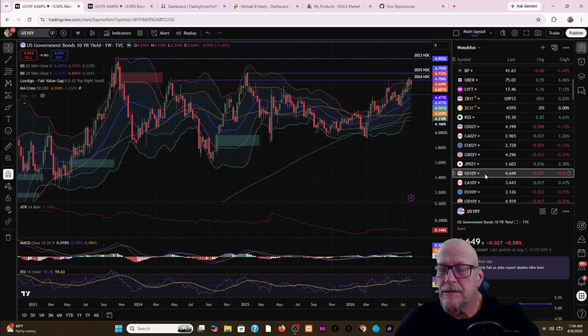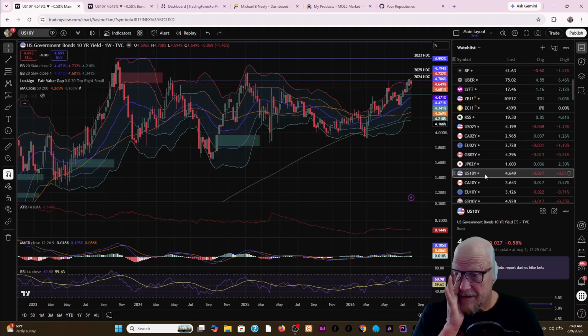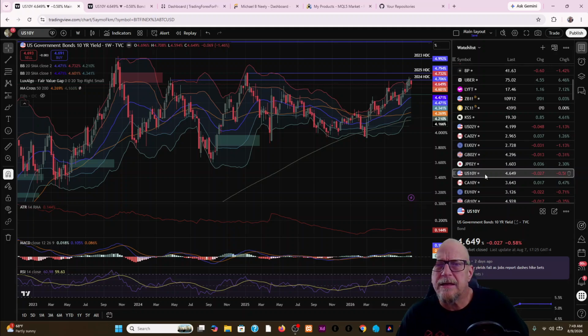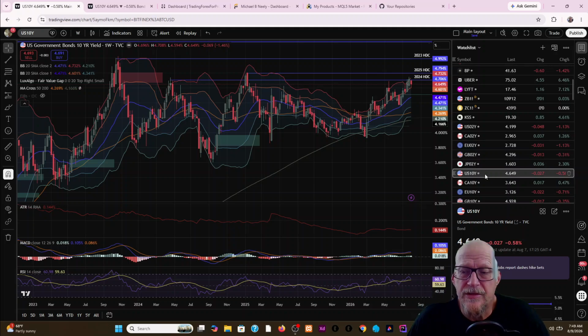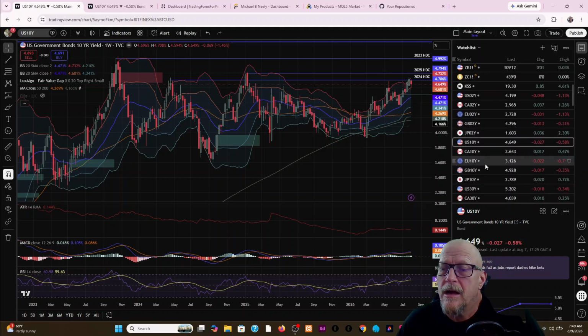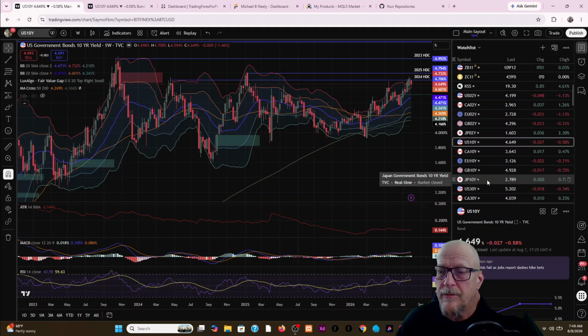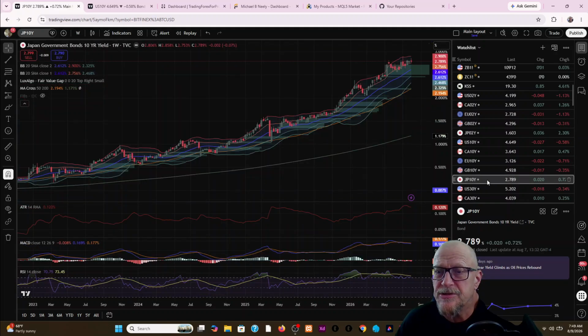The US 10-year bond yield is down to 4.64%. That's still much higher than anybody would like it. Anybody that's a consumer, anybody that's not a millionaire, would like it lower, because it means the financing rates on everything are going up. And that's not what we really like to hear or see. In Japan, same thing, except a lot faster. The Japanese 10-year bond yield is going up considerably more.